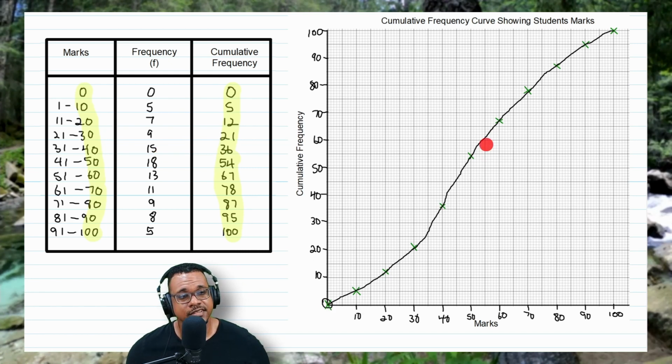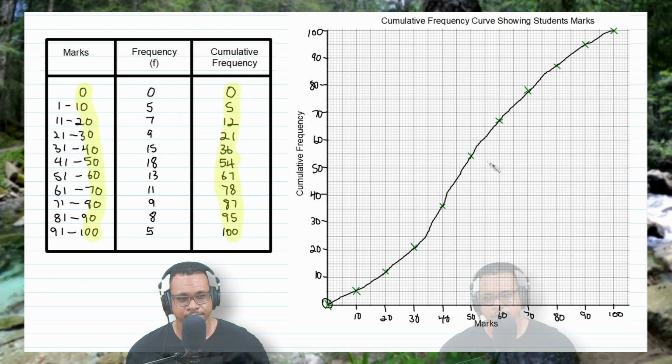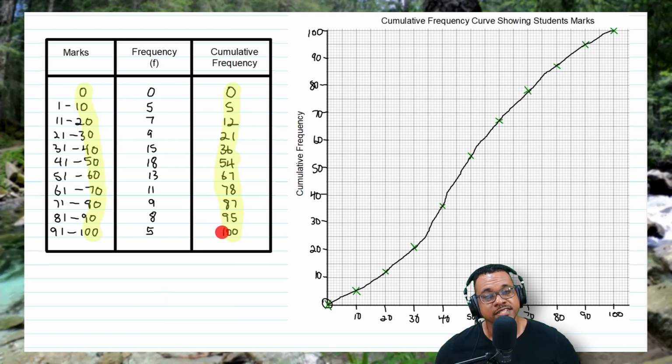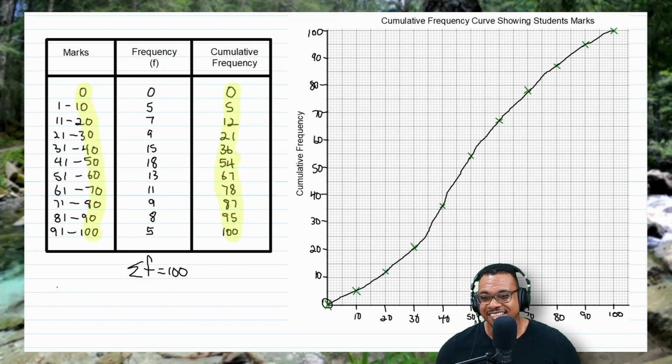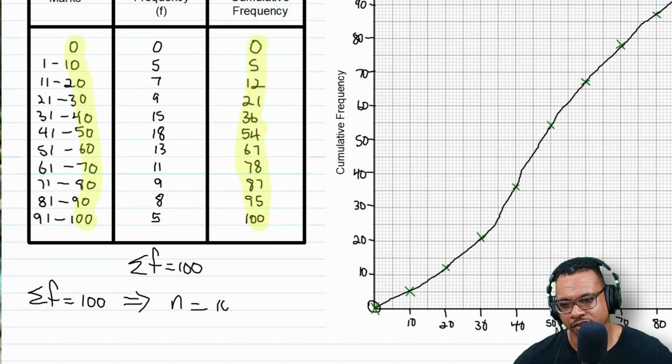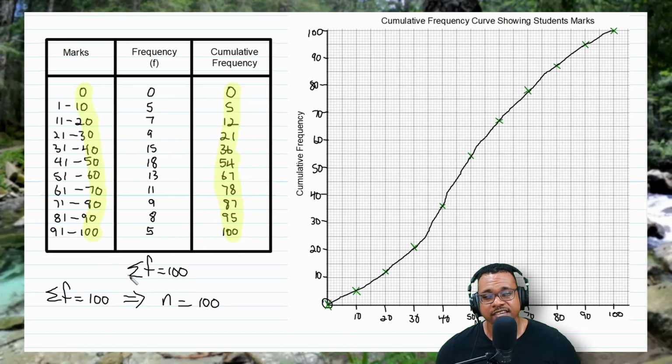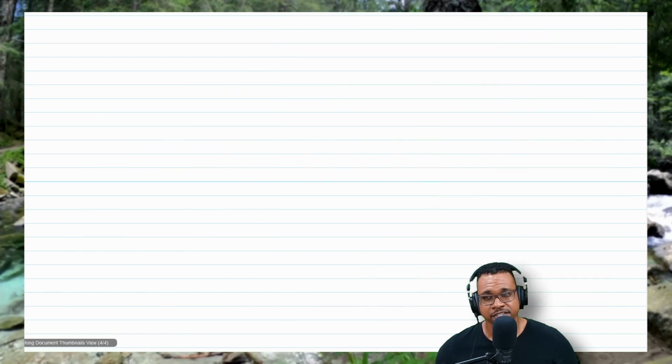Now, let's use this curve to work out what is the median, the lower quartile, and the upper quartile. Now notice my last cumulative frequency is 100. So that means sigma f is equal to 100, and sigma f being equal to 100 implies that n is equal to 100. So remember that whatever you get for sigma f, when you add up all your frequencies, that would be n. So I'll just go to the next page.